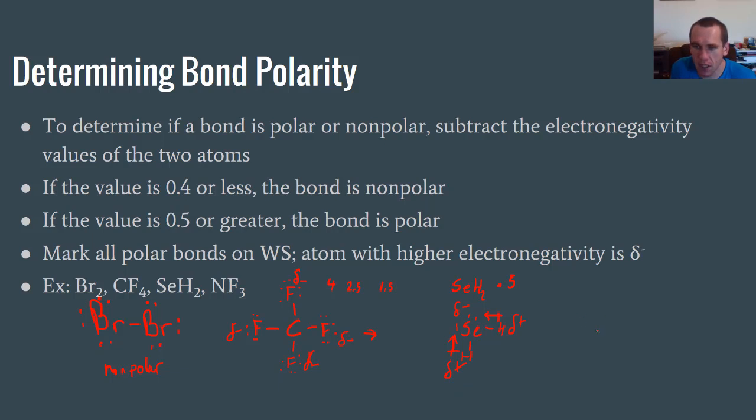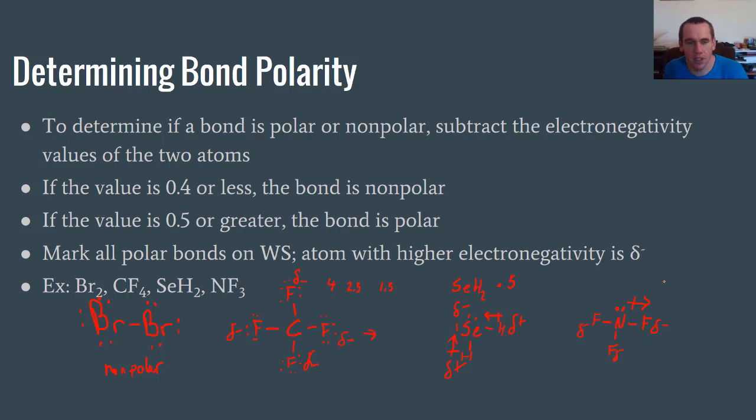And then NF3, nitrogen has an electronegativity of 3, and fluorine has an electronegativity of 4. So this is, of course, a polar bond. So we've got nitrogen, fluorine, fluorine, fluorine, and then our lone pair here. And so this would be a delta minus, delta minus, delta minus, and we would have our bonds actually headed this way, right? That's the direction the electrons are pulled in each one.